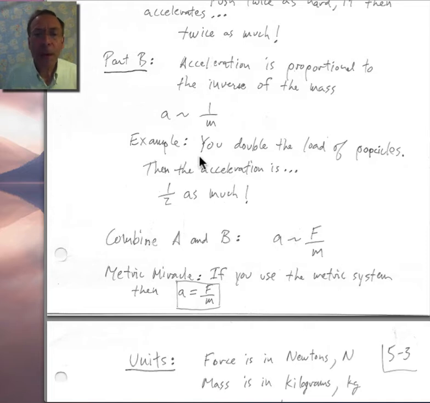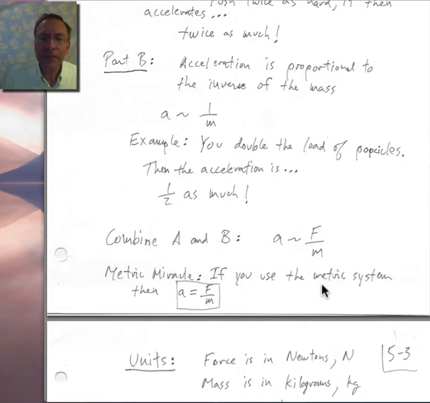Now we put the two halves together to make a kind of overall second law. The acceleration is proportional to the force divided by the mass. So the force part of it is the first part, A, of the law, and 1 over the mass is part B of the law.